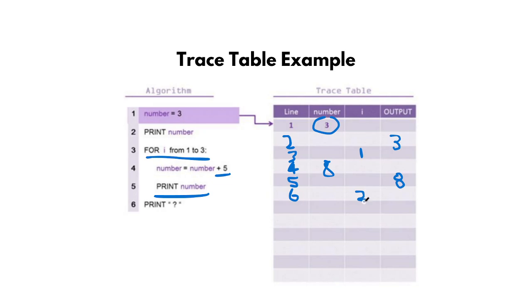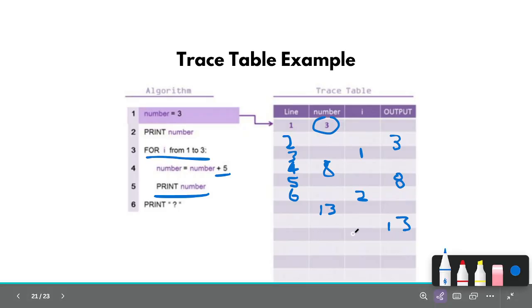And on line 6, we go through the second iteration. So when I is equal to 2, our number will be 13, because what is 8 plus 5? It's 13. And you would add that to the output, and then so on. So third iteration, 13 plus 5, 18, and output 18. So go all the way down here, and then the last line is print question mark. You would just put that right there.